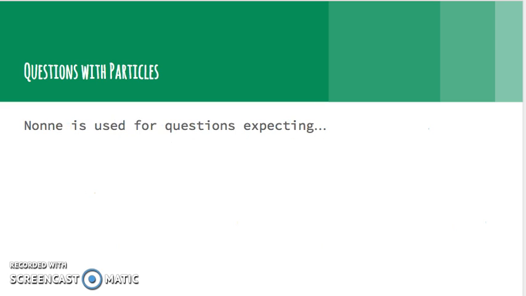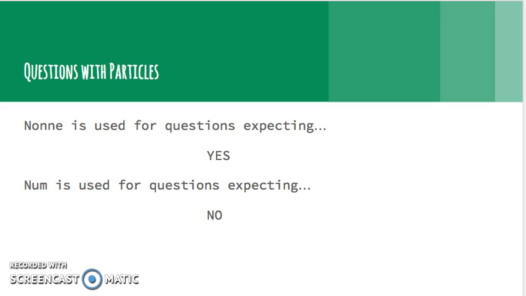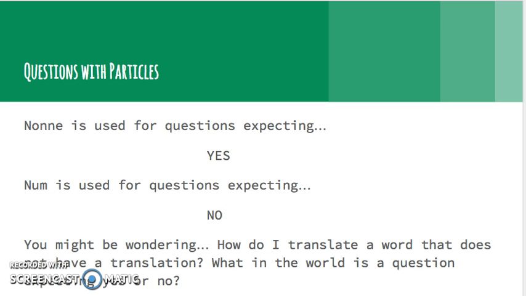Starting with talking about the particles. None is used for questions expecting the answer yes. Num is used for questions expecting the answer no. You might be wondering, how do I translate a word that does not have a translation? What in the world is a question that expects the answer yes? What in the world is a question that expects the answer no?